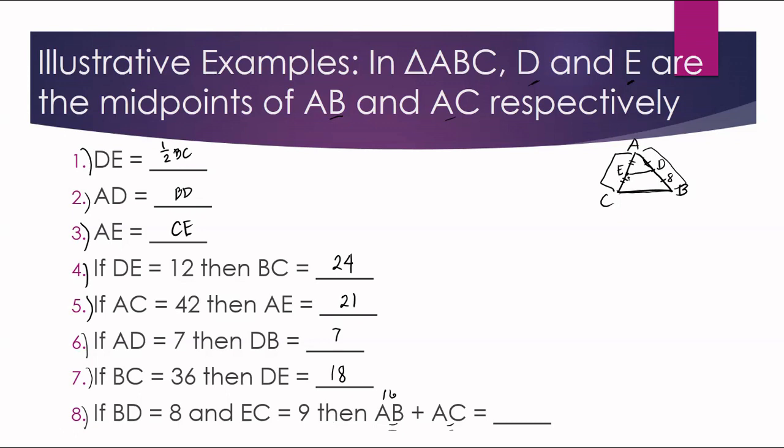If EC is 9, then what is AC? Yes, our AC is 18. Therefore, what is AB plus AC? Yes, it is equal to 34. So we have AB plus AC equals 34.